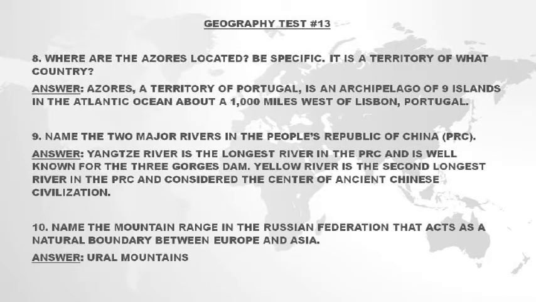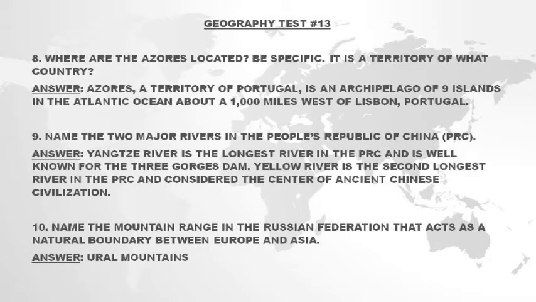Question 9. Name the 2 major rivers in the People's Republic of China, the PRC. The answer is the Yangtze River, which is the longest river in the PRC and is well known for the 3 Gorges Dam that China just recently built. The second river is the Yellow River, which is the second longest river in the PRC and is considered the center of the ancient Chinese civilization. A very, very old river, very, very important in the history of China.